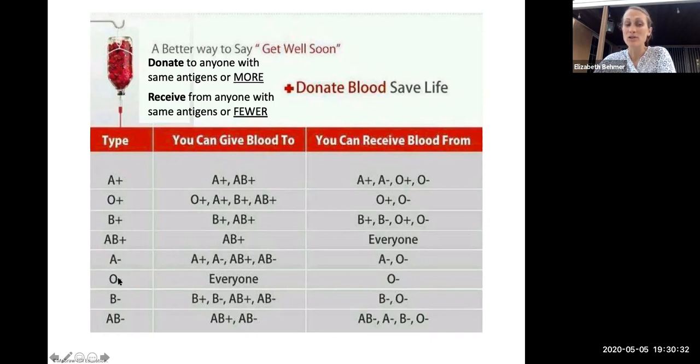The other special one is O negative. If you're O negative, you're considered the universal donor, so you can give blood to anyone. Again, you can donate to anyone with the same antigens or more. Remember, with O negative, you don't have A antigens, you don't have B antigens, and you don't have the Rh factor. Because of that, you can be given to anyone, since their antibodies won't be able to clump up to any antigens on your surface. So O negative is considered the universal donor.